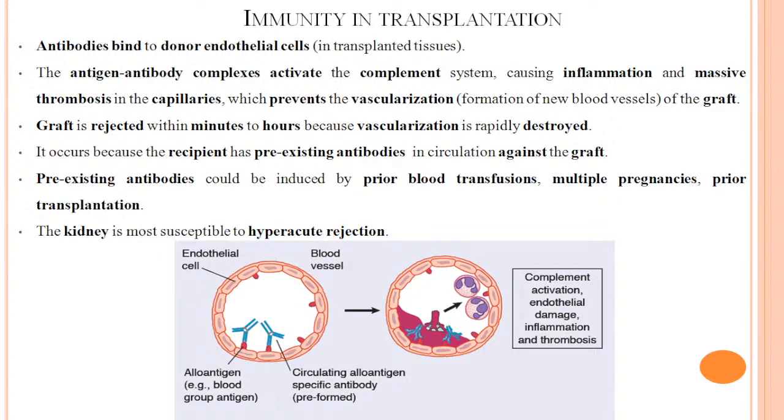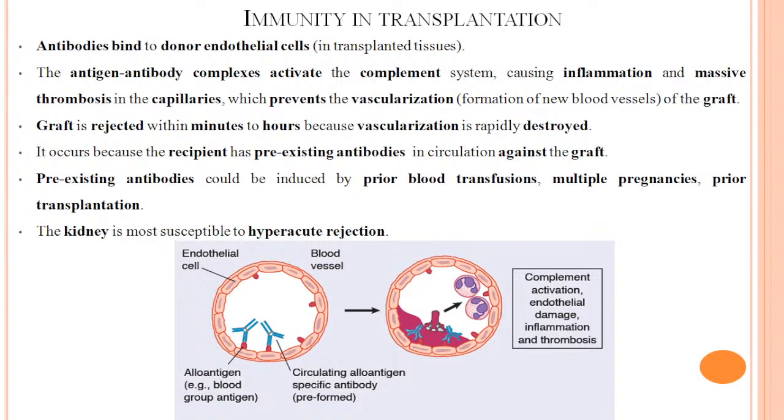And this process, if you remember, is an example of cytotoxic hypersensitivity. It's from lecture number 4, when it develops in blood transfusions, for example. So pre-existing antibodies could be induced by prior blood transfusion, multiple pregnancies, or prior transplantation, if transplantation was made before once or sometimes.